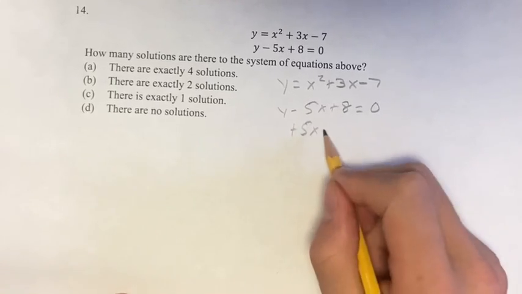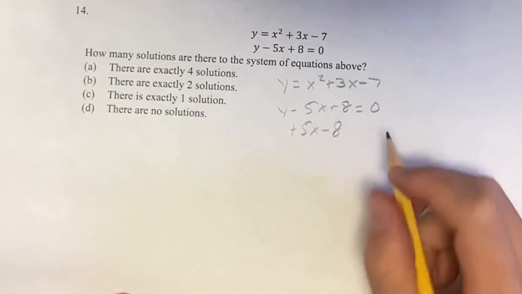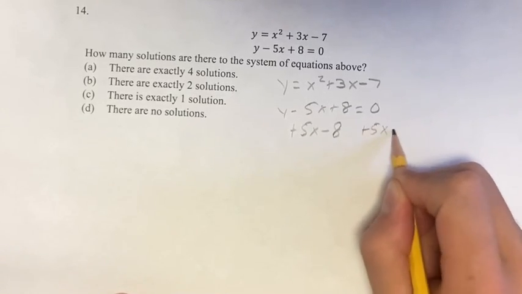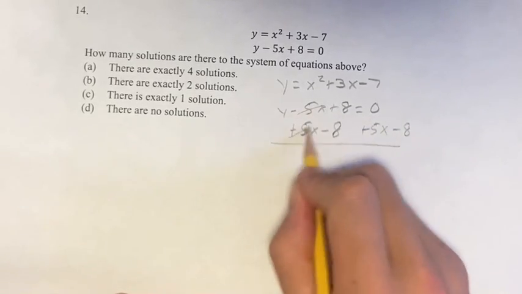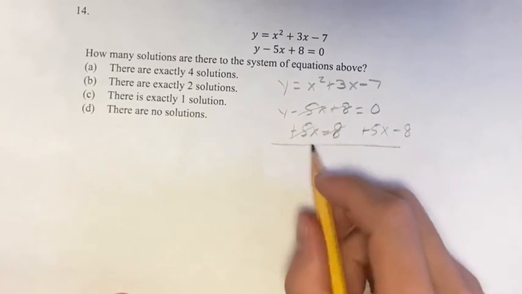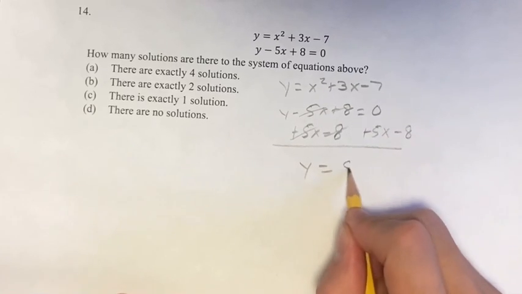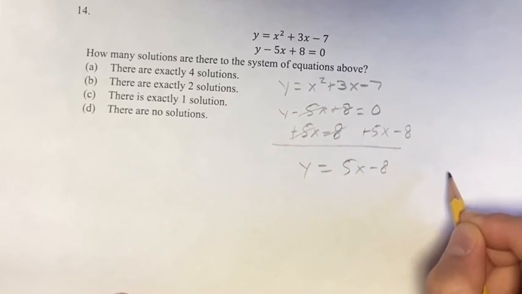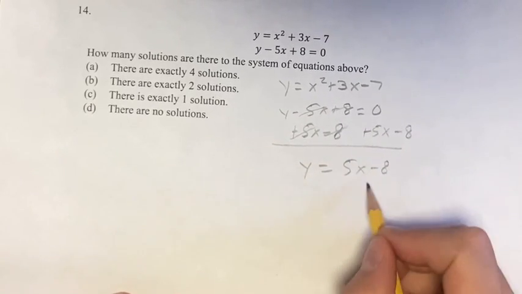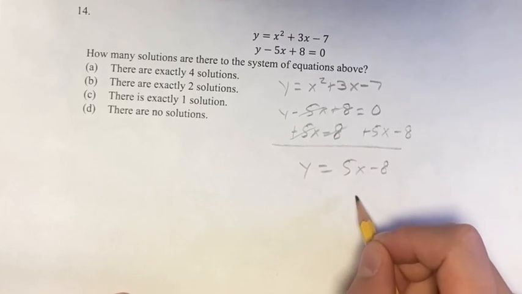So if we add 5x and subtract 8 from this side, and of course you have to do it to both sides to keep the equation equal, then these cancel and these cancel, and we're left with y is equal to 0 plus 5x minus 8, which is 5x minus 8. Right? 0 plus anything is just itself. So you have y is equal to 5x minus 8.